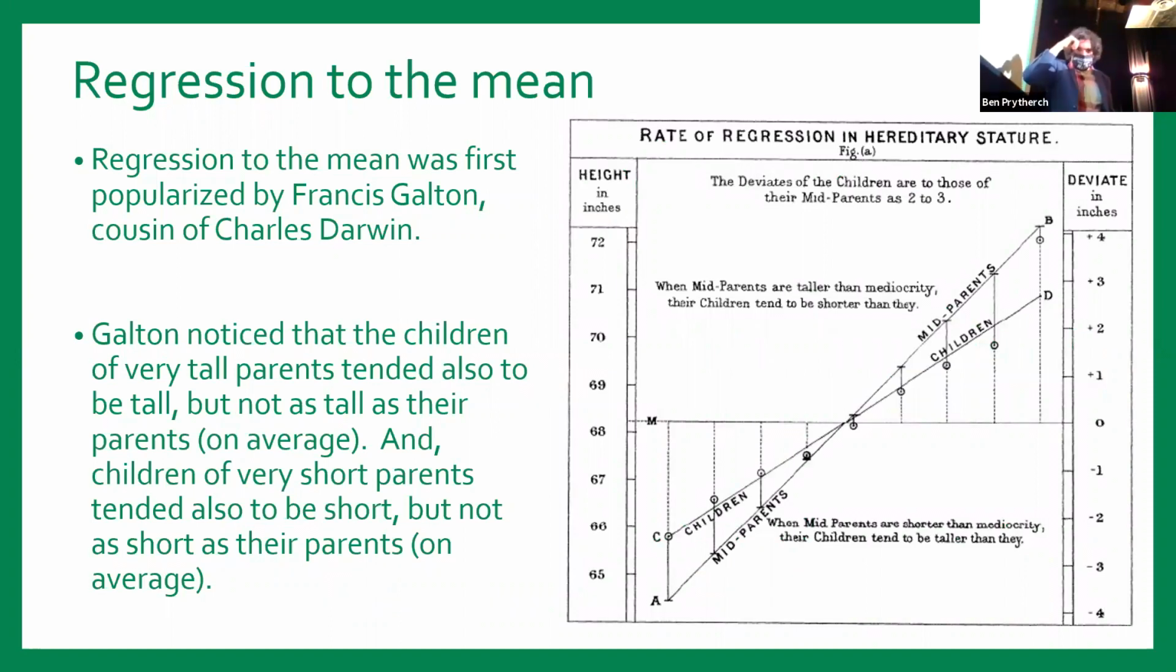Really popular example: heights of children compared to their parents. So this is a plot from Francis Galton, who was Charles Darwin's cousin and did a lot of stuff in the late 1800s on statistics, and was also a eugenicist.